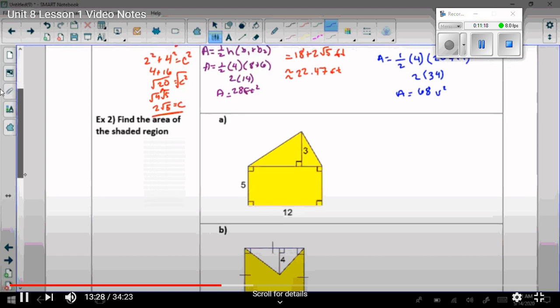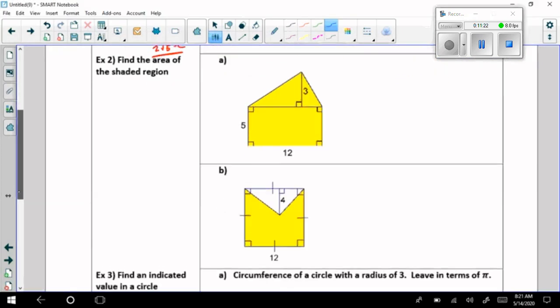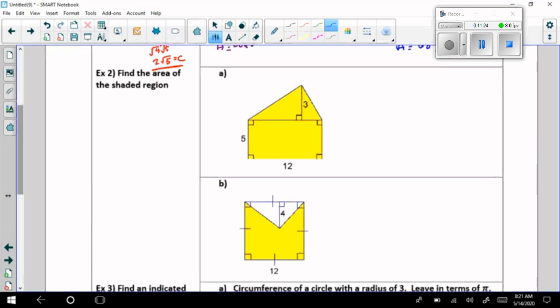All right, shaded regions are composite figures, so you're either adding areas of different shapes together or you are subtracting them, depending on, do you have a hole in your shape or is it shapes on top of shapes? For this first one, we have a triangle and a rectangle. So base times height and 1/2 base times height are our formulas. Always start by writing down your formula.